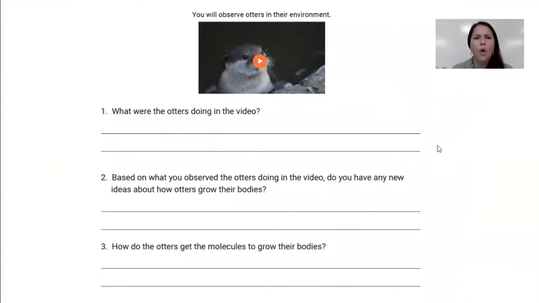Let's think about what the otters were doing in the video. If you have any ideas about how otters grow their body and how otters get the molecules to grow their body, keep those questions in mind because we're going to look back at the book that we read last week to see if we can find some evidence.